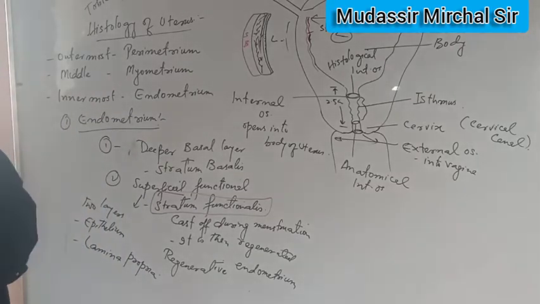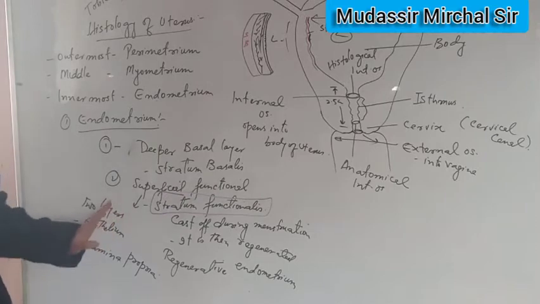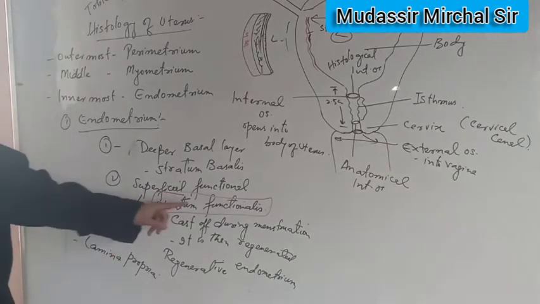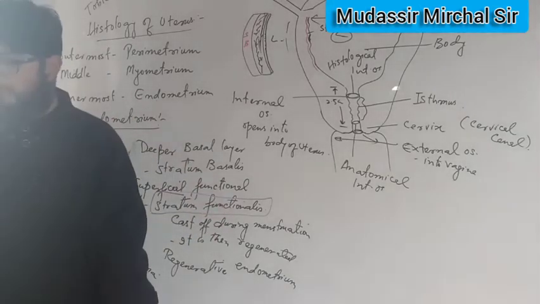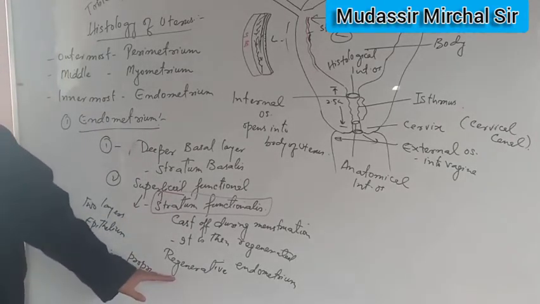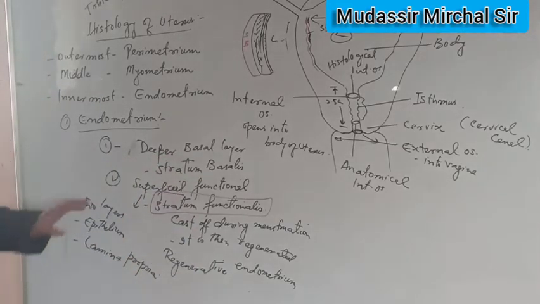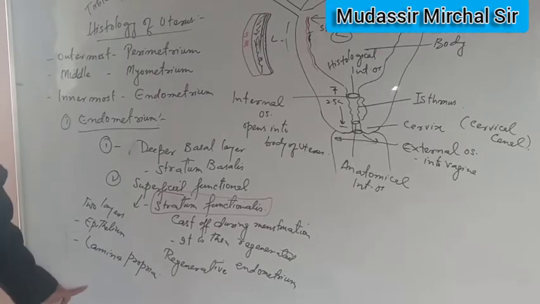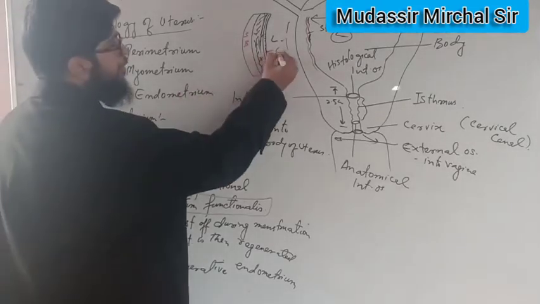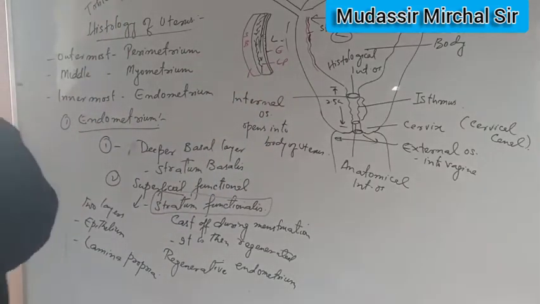Now what have we understood so far? There are two layers. Deeper is the basal layer, called stratum basalis, and there is the functional superficial layer, called stratum functionalis, which is shut off during menstruation. It is also called the regenerative endometrium. This superficial functional layer has two layers: epithelium, and deeper, the lamina propria. Deeper to that is the stratum basalis.